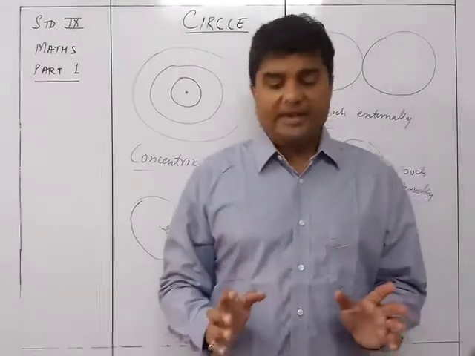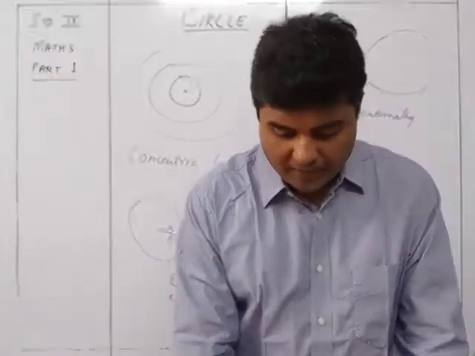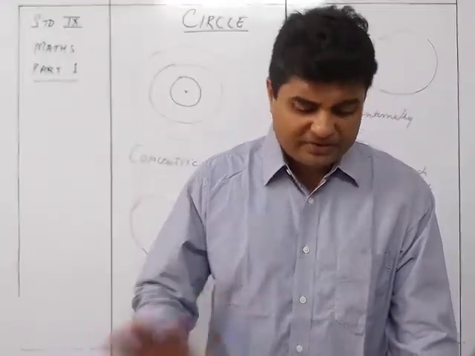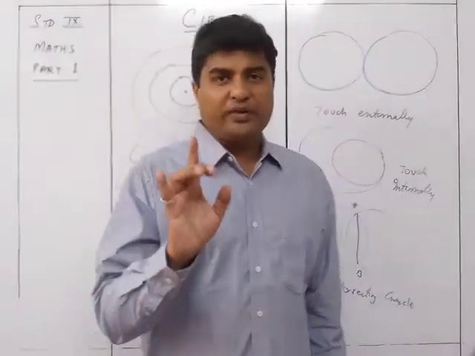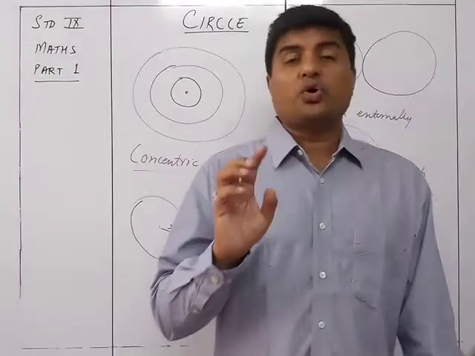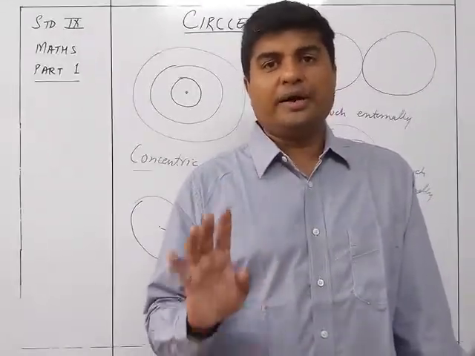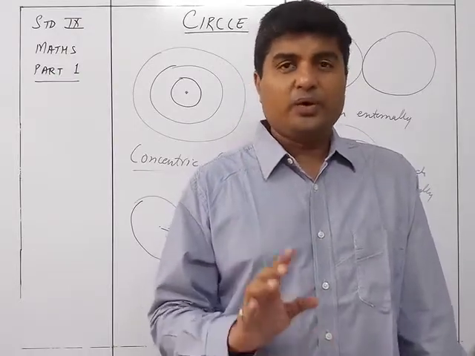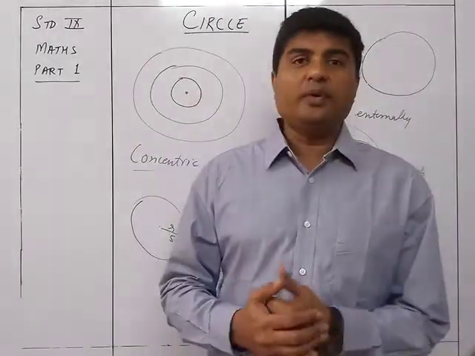The proofs of the theorems given here are from page number 325 to page number 337. In fact, 327 you may skip, but on 325 and 326 there are 4 proofs given for the 4 theorems. All those 4 proofs you will need to learn by heart properly, so that you can write them in your examination whenever you are asked to prove that particular theorem. So that is how we are going to have the theorems.